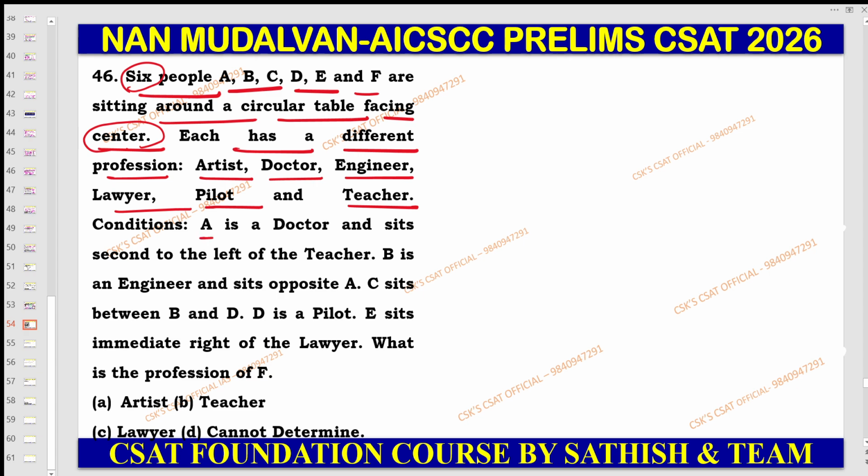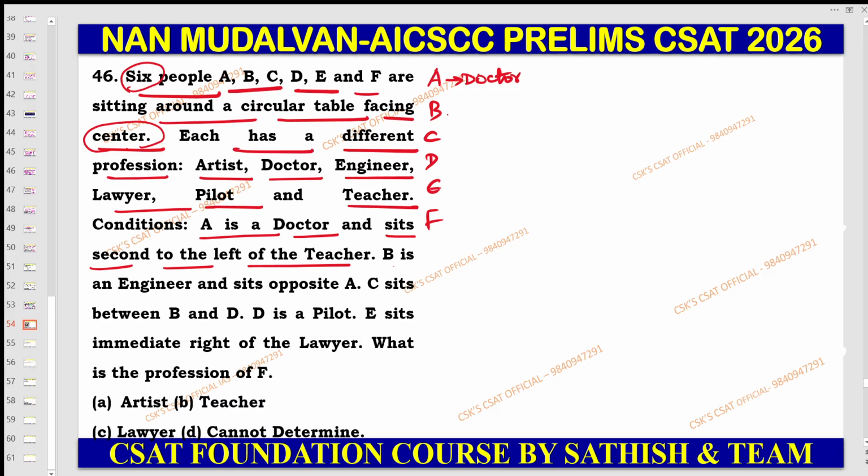The condition here is A is a doctor. When you have such a profession kind of question, first of all, mark A, B, C, D, E, F like this, because when you mark like this, you can mark their professions as well. A is a doctor, sitting second to the left of the teacher.